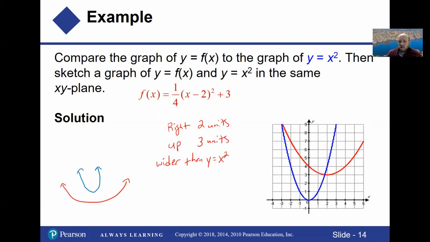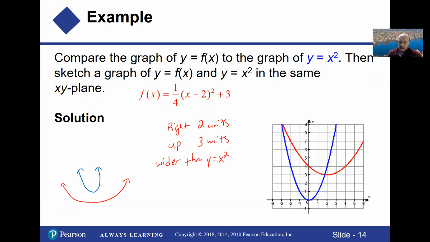Anyway, here is our graph. The blue graph is y equals x squared, and this has been shifted to the right 2, up 3, and we can see that doing that is going to make it a little bit wider. It's wider because of this 1/4 again. So not really shifting it is going to make it wider, but the 1/4 makes it wider.